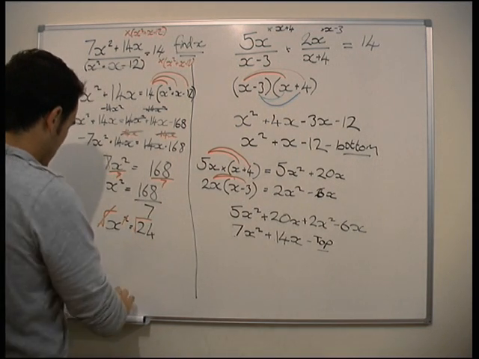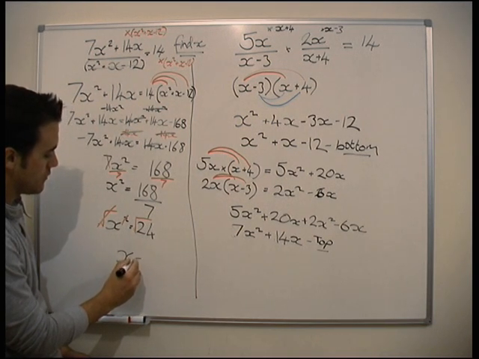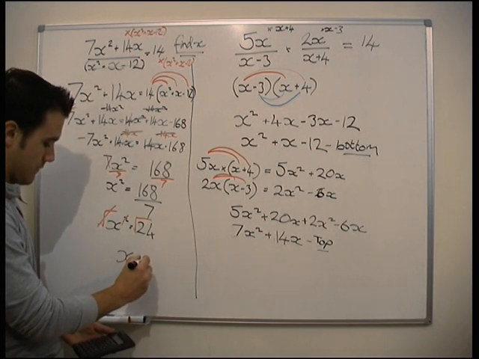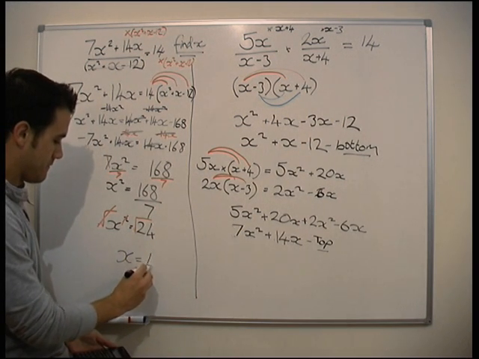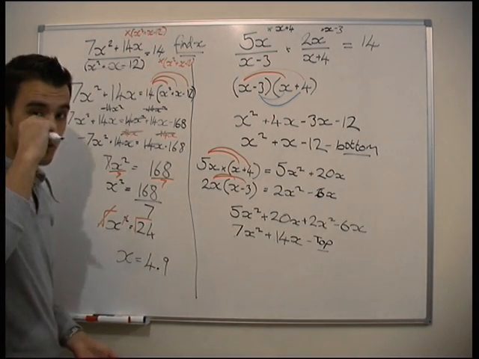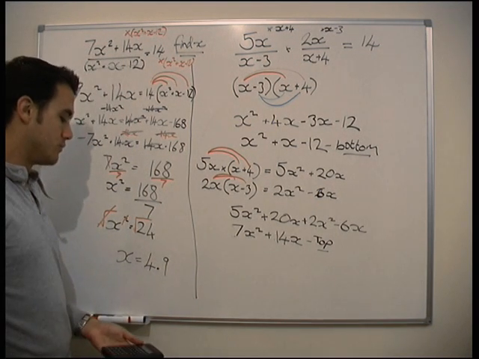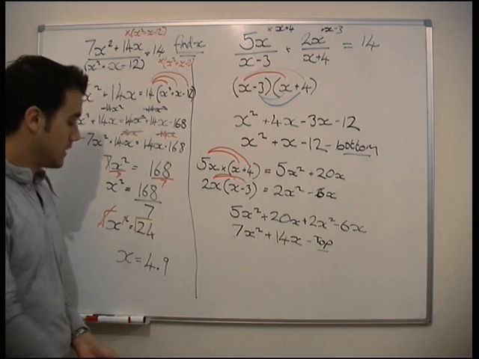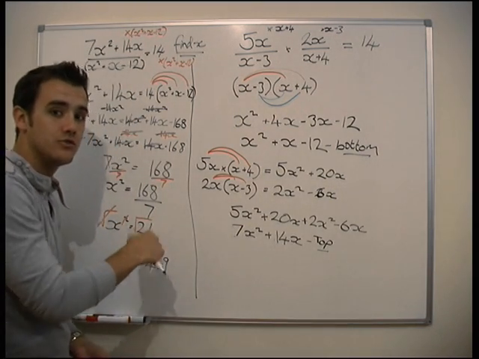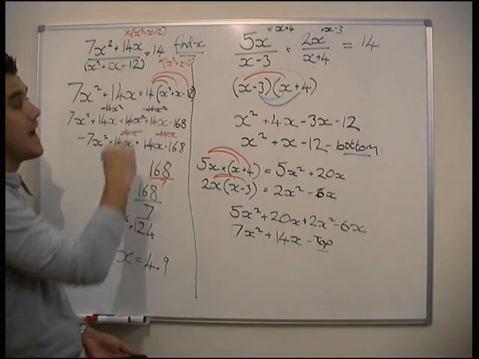So I end up with x equals the square root of 24, which is 4.9. You could leave it as root 24. It might ask you to leave it as a root, but x equals 4.9. It might also ask you to leave it as a surd, in which case you need to use your surd practice to get this down. Okay, so that's that question.